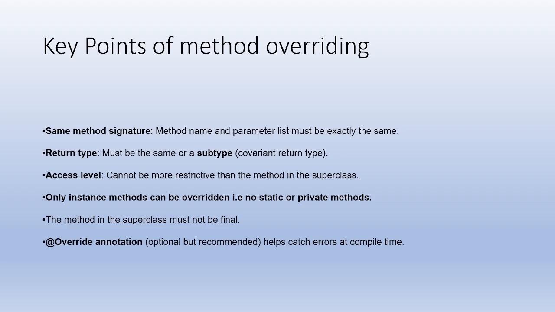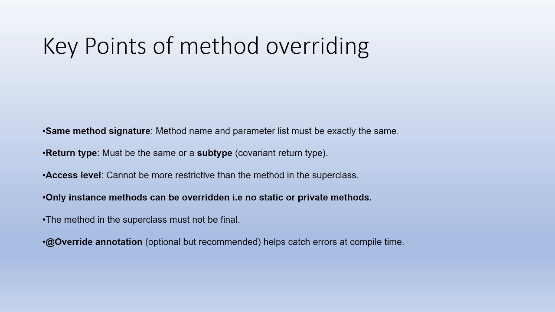We already know that if there is a final class, then we cannot subclass this class. So final is applied at the class level. But if a final is applied to a method, then what happens is that this method cannot be overridden in the subclass. So that will not allow us to override that final method.